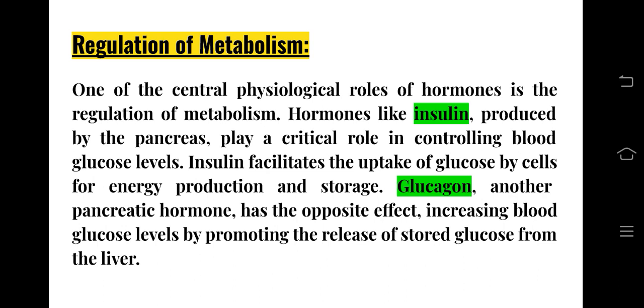Regulation of metabolism. One of the central physiological roles of hormones is the regulation of metabolism. Hormones like insulin, produced by the pancreas, play a critical role in controlling blood glucose levels. We know that. So, insulin facilitates the uptake of glucose by cells for energy production and storage. Glucagon, another pancreatic hormone, has the opposite effect, increasing blood glucose levels by promoting the release of stored glucose from the liver.